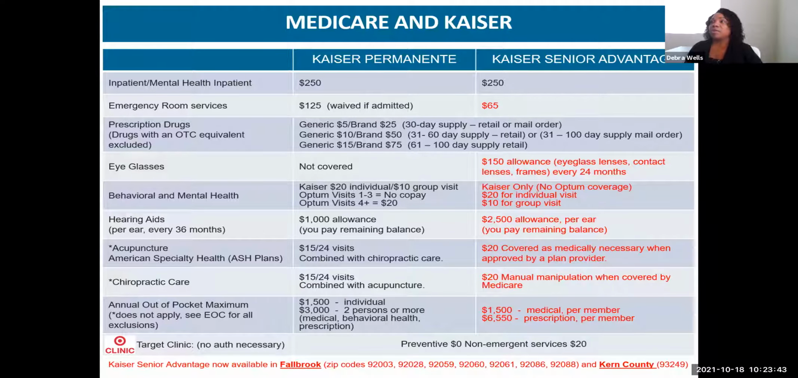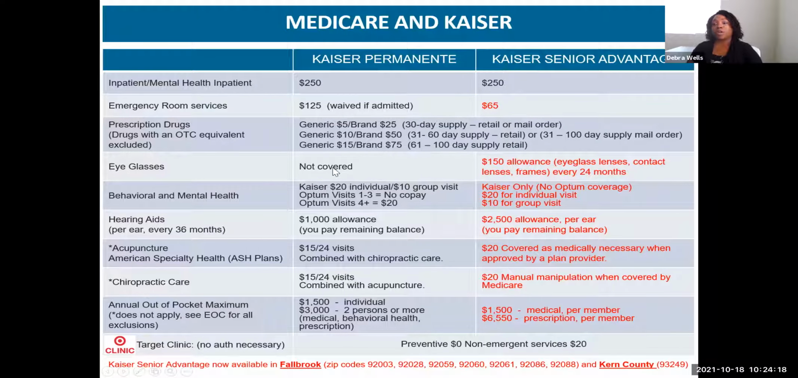So first I'll go over Medicare and how it coordinates with Kaiser. I won't go over Kaiser in detail, because if you're in this plan, you already know how this plan works. But if you're aging into Medicare and you're currently in Kaiser, you'll see that some services will change. I've listed those changes in red. Inpatient will stay the same, $250, but your ER copay goes down from $125 to $65. Your prescription drug coverage stays the same.